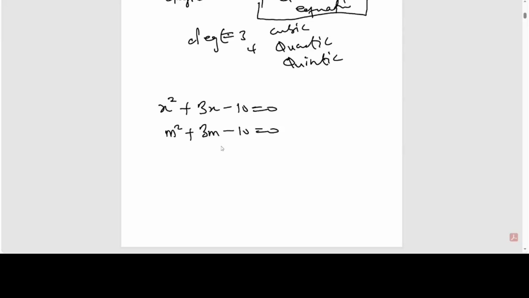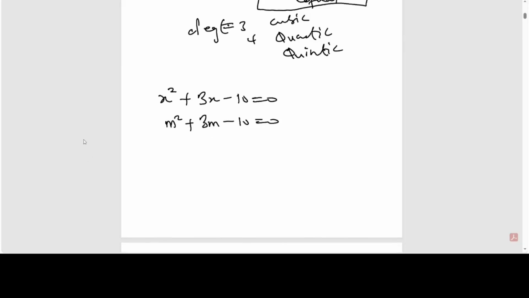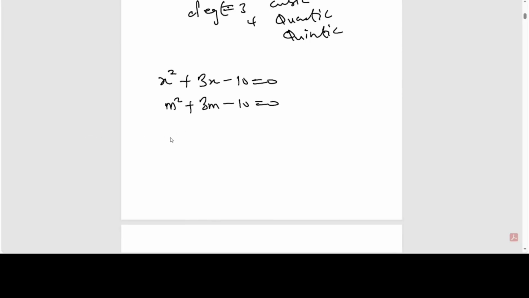So a quadratic equation doesn't necessarily mean that the variable in question must always be an x, right? It could be any other variable. But what makes it quadratic is that the highest exponent of the variable in question is 2, and then we call it a quadratic equation. So you can have a quadratic equation in different variables as well.